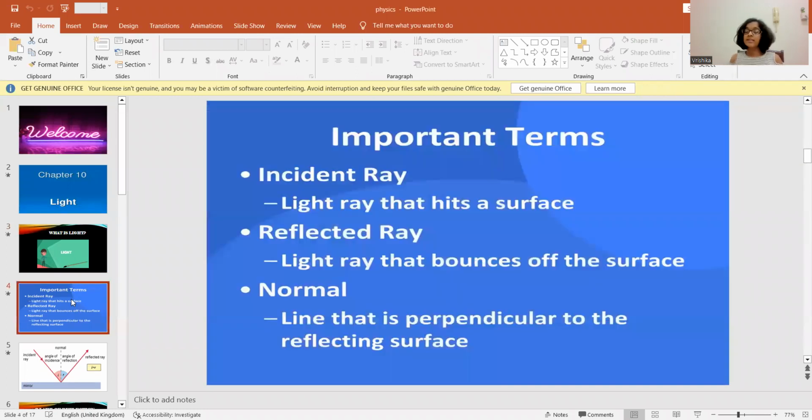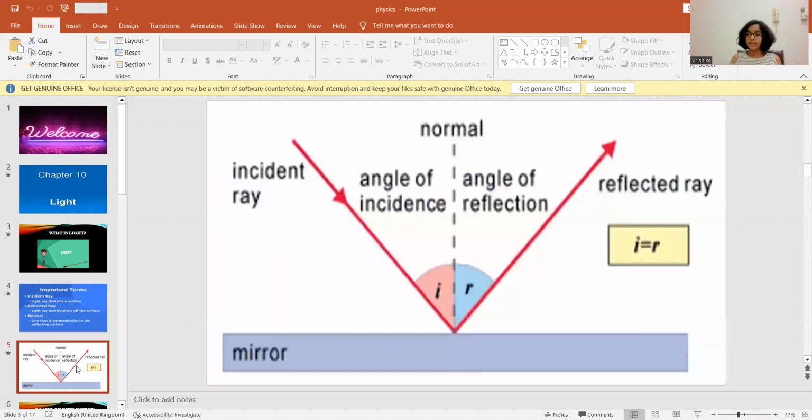What is light? Light is a phenomenon that helps us see objects around us. What do you understand by this diagram? This diagram shows the incident ray, the normal and the reflected ray. The incident ray is the ray that bounces off a surface. Reflected ray is a ray that comes back after reflection. Normal is the angle between reflected ray and the incident ray.